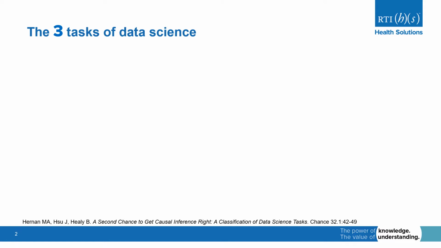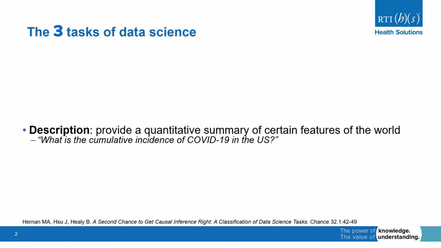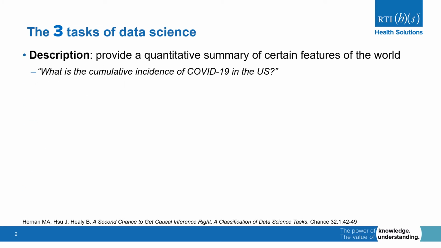Okay, first, I would like to describe what causal inference is and how it is different from other tasks that we can do with data science. With data, we can do three things. The first task of data science is description, which is very straightforward. Description is just using data to provide a quantitative summary of certain features of the world. For example, one question that can be answered with a simple description is what is the cumulative incidence of COVID-19 in the US? We just have to count the cases and describe that incidence.